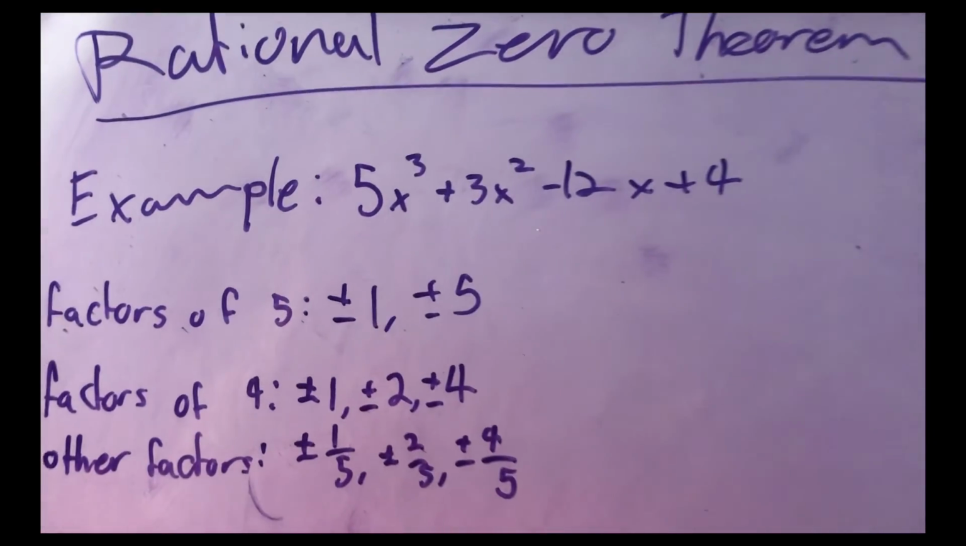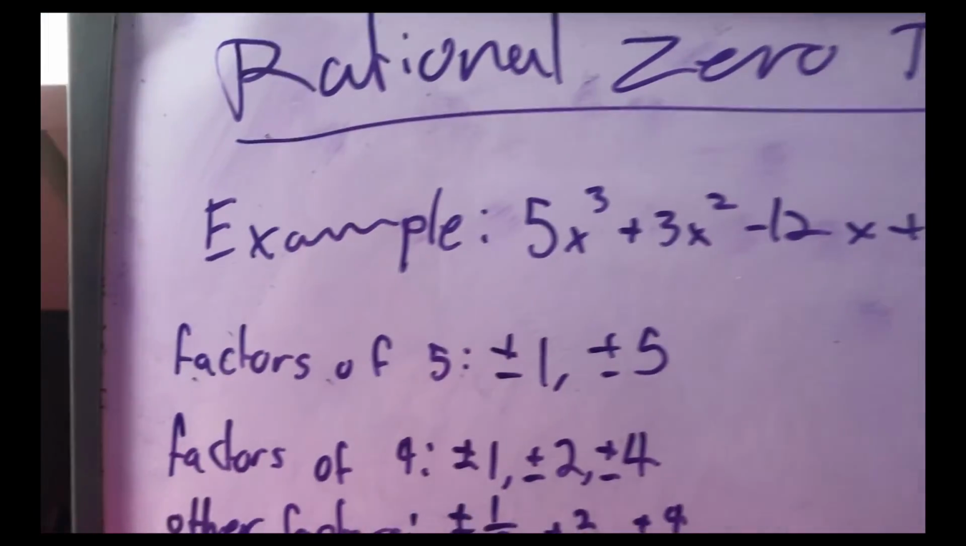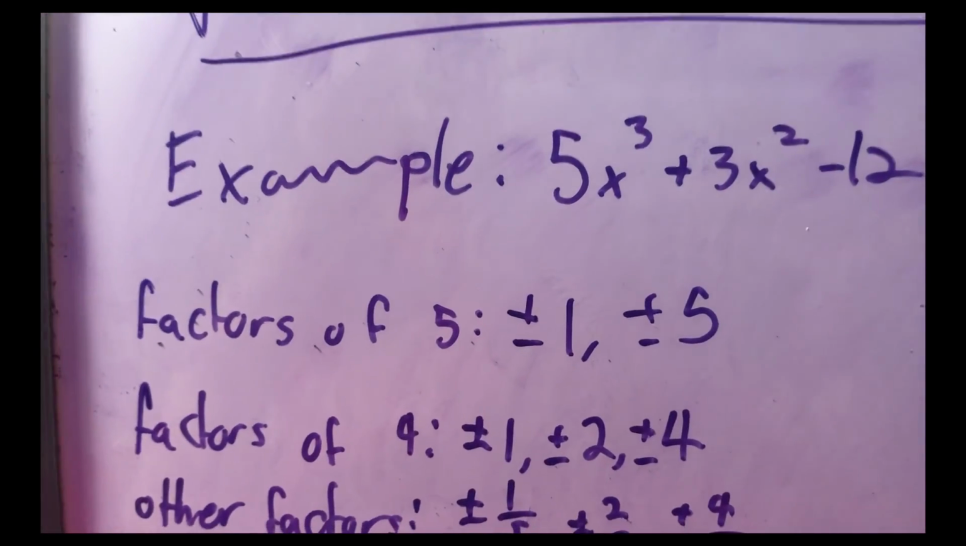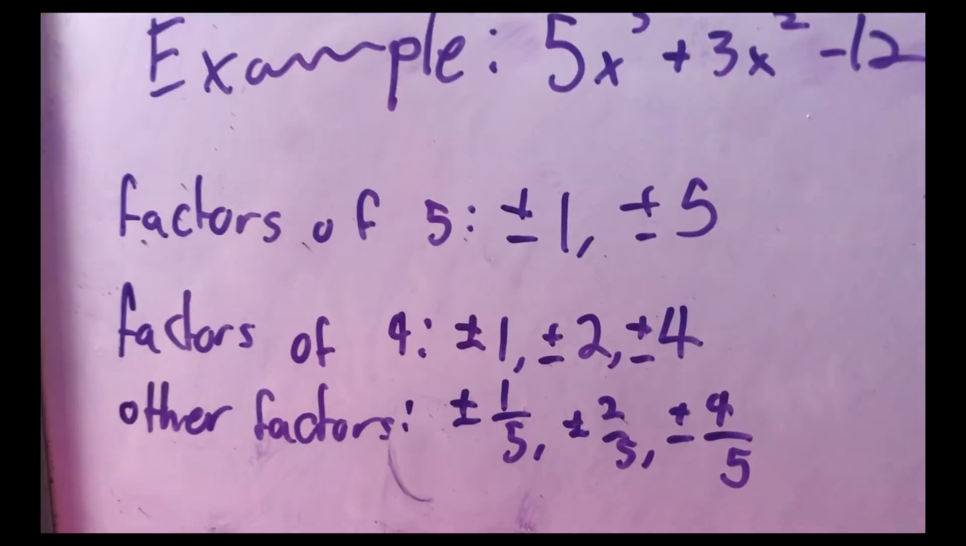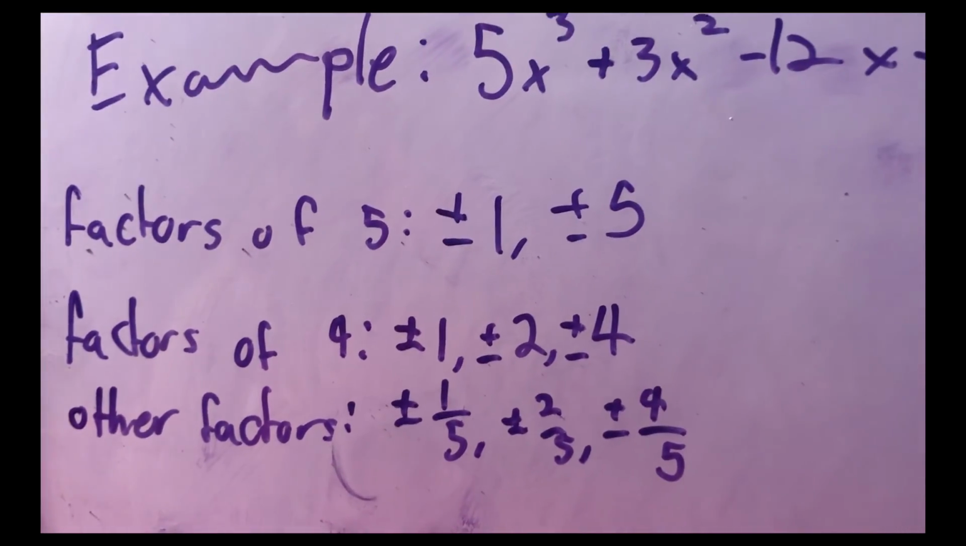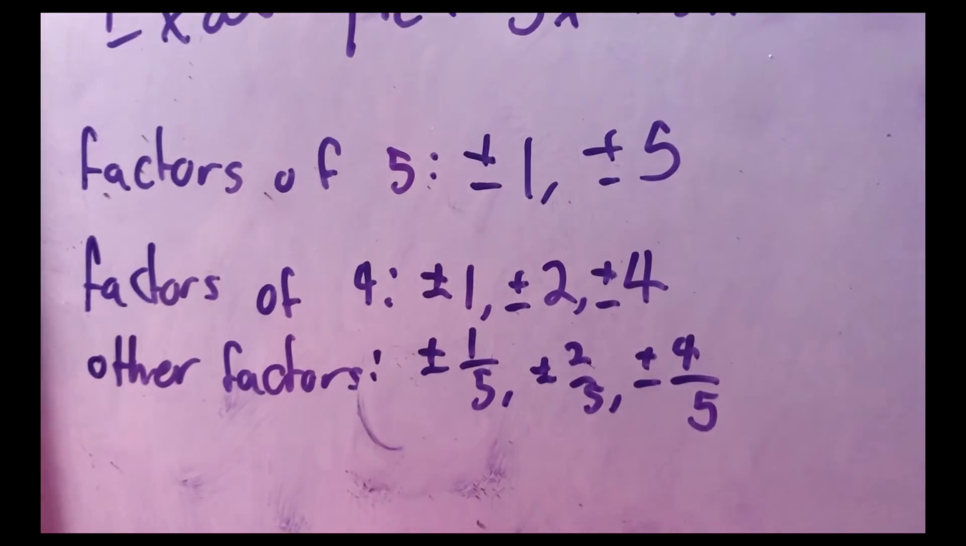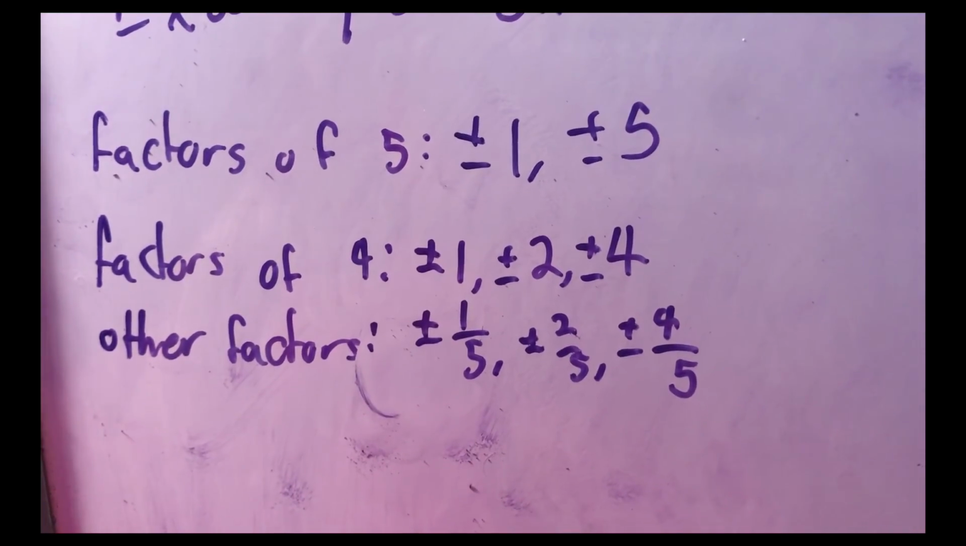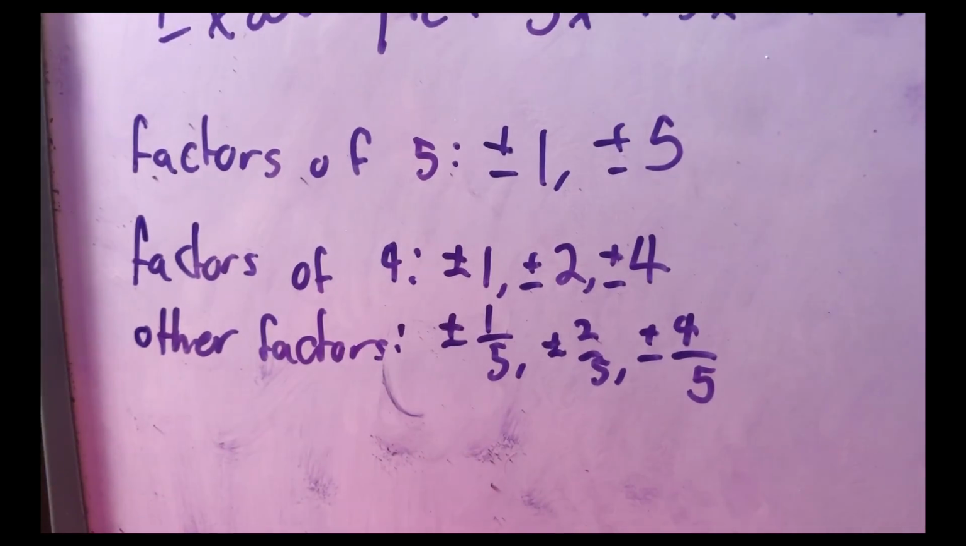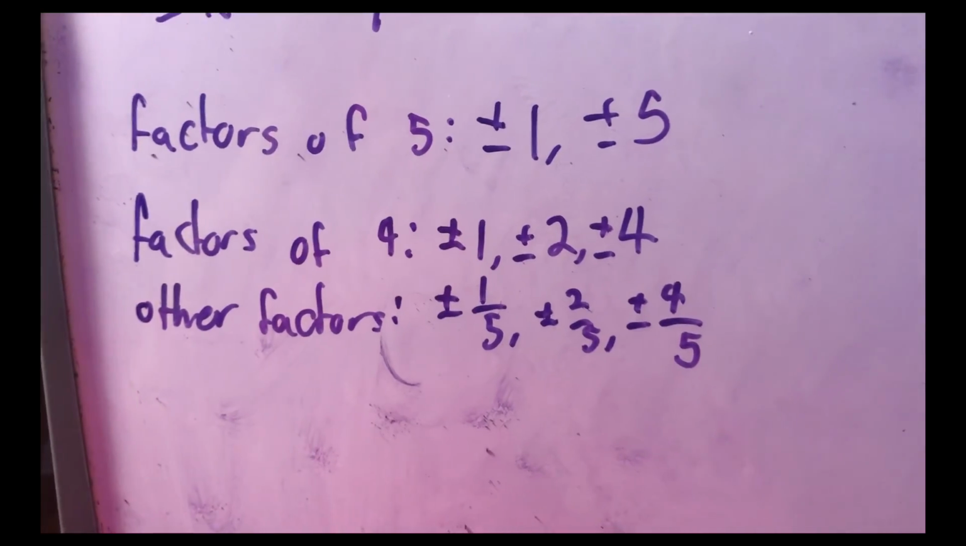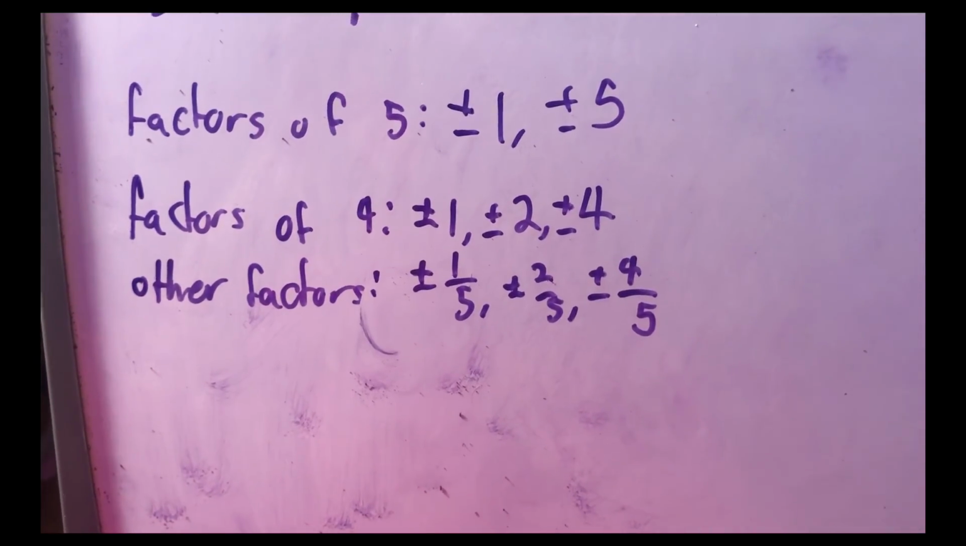When the leading coefficient of a polynomial is greater than 1, the rational zero theorem is used to find the roots. To use the rational zero theorem, we look at the constant term of the polynomial and the leading coefficient. In this example, the leading coefficient is 5, so the factors of 5 are plus or minus 1 and plus or minus 5. The factors of 4 are plus or minus 1, plus or minus 2, and plus or minus 4. Then, we can use the factors of 4 over the factors of 5 to get all possible values for this polynomial. So that gives us plus or minus 1 over 5, plus or minus 2 over 5, and plus or minus 4 over 5 as the other possible roots of this polynomial.